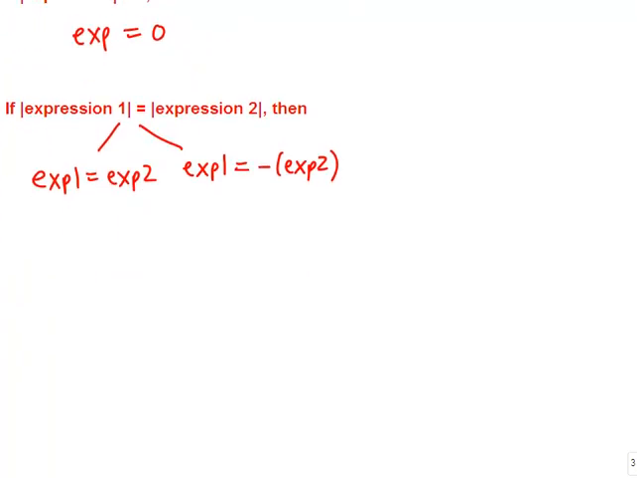And the last possible case is if you have absolute value expressions on both sides, where there's variables involved in both absolute values. In that case, you're just going to take expression 1 and set it equal to the positive expression 2, or take expression 1 and set it equal to the opposite of expression 2. And make sure to distribute your negative across before you simplify.